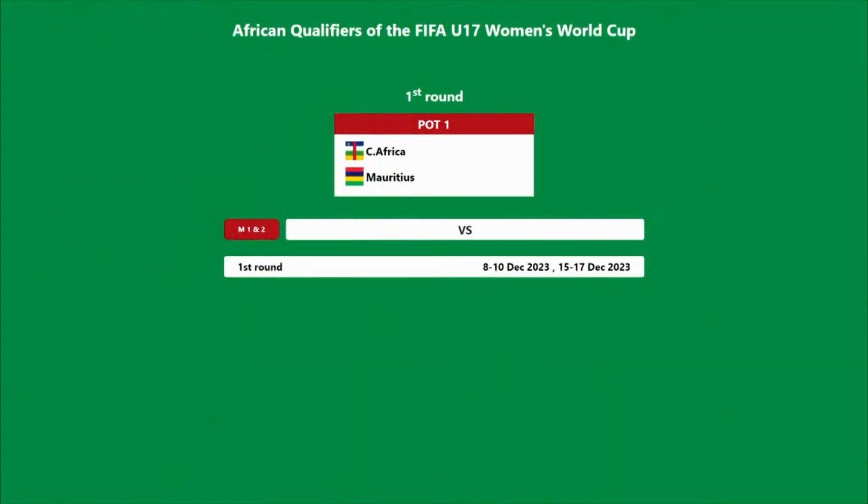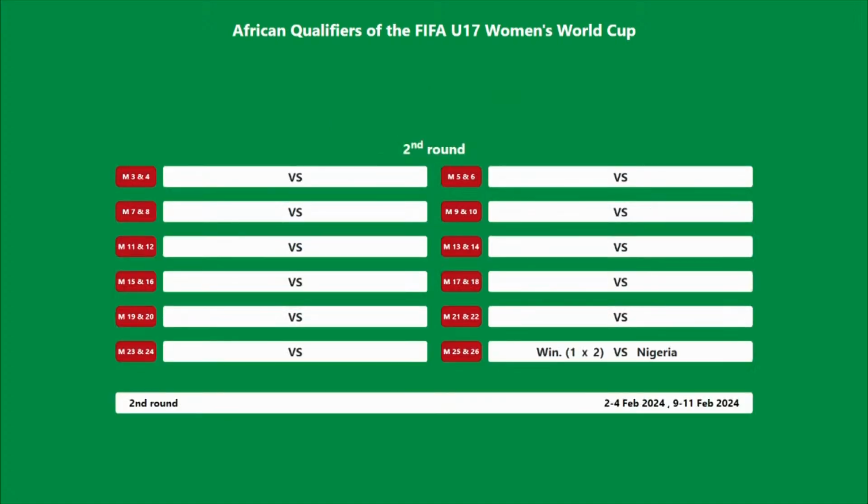We are just going to do a draw to determine who will play the first leg at home and who will play the second leg at home. And then let's have a look at the second round. The winner of Central Africa-Mauritius will play against Nigeria, Nigeria being the highest ranked team. We know that Nigeria finished 3rd in the last Under-17 Women's World Cup. So Nigeria will play against the winner of 1 and 2.